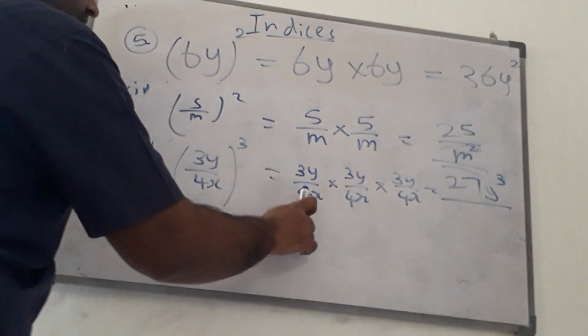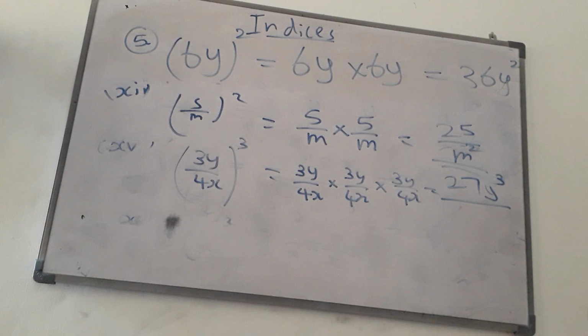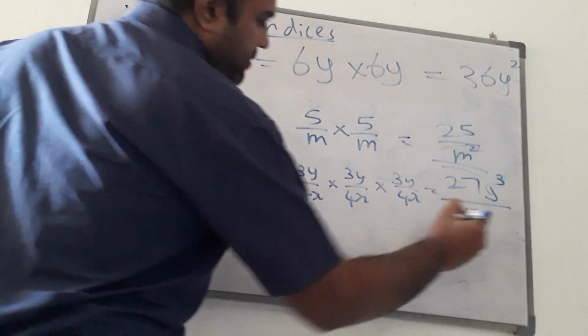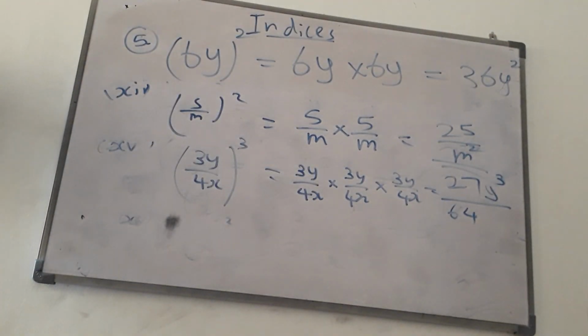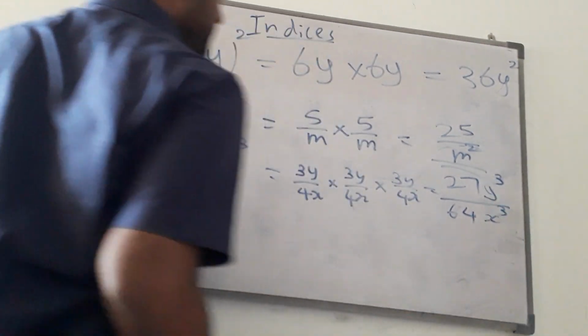Same here: 4 times 4 means 4 squared, times 4 means 4 cubed. 4 cubed means 64: 4 times 4 is 16, 16 times 4 means 64. x times x means x squared, times x means x to the power 3. So this is the answer.